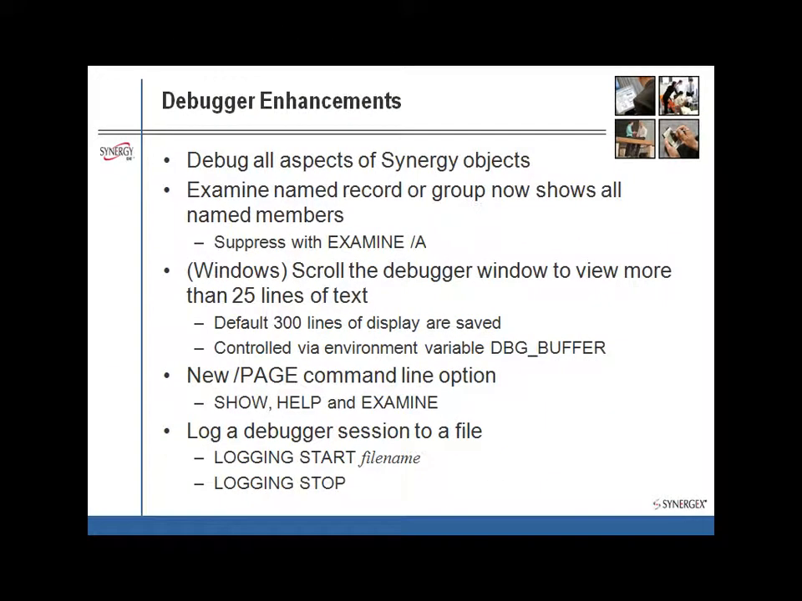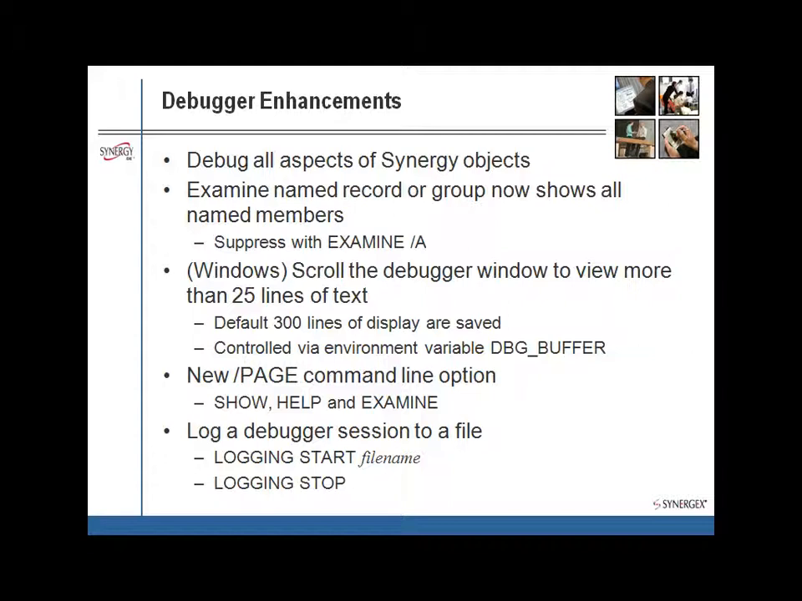There were a significant number of enhancements to the debugger in version 9, many of which are related to debugging OO code. However, there were also a number of enhancements that can be used when debugging traditional Synergy code. The examine statement, when used on a record or a group or a struct field, now shows each field name along with its type and data. This can be suppressed in order to revert to the previous behavior using the new examine/a option.